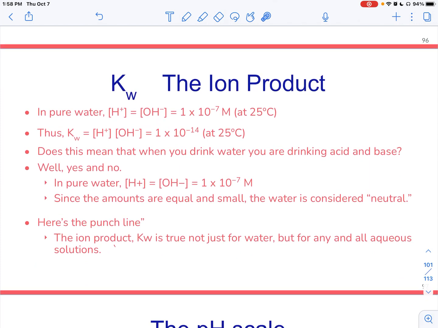So in pure water, the H plus concentration is equal to the OH minus concentration, and that concentration is 1 times 10 to the negative 7. Okay, so Kw, if you plug this in for H plus and this in for OH minus, is equal to 1 times 10 to the negative 14. And that's the magic number that we'll be talking about quite a bit. That's Kw.